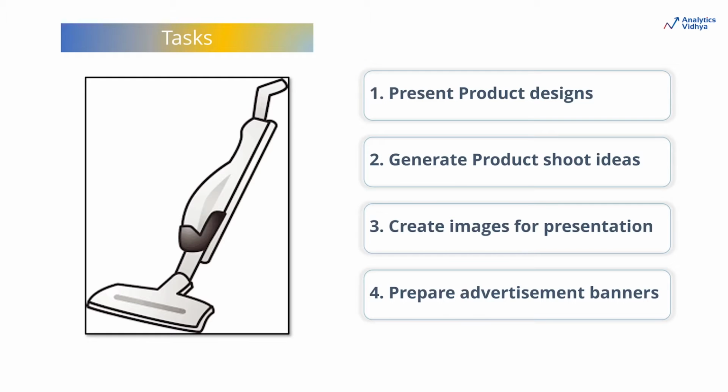Let's start our discussion with the problem statement first. Suppose you are tasked with managing the product development of a new vacuum cleaner called CleanIt. In this role, you are tasked to present vacuum cleaner design ideas, generate relevant product shoot ideas, create a presentation for internal stakeholders, and also prepare advertisement ideas to promote the product. You are working on a tight deadline, meaning there's very little room for repetitive iterations on each of these tasks.